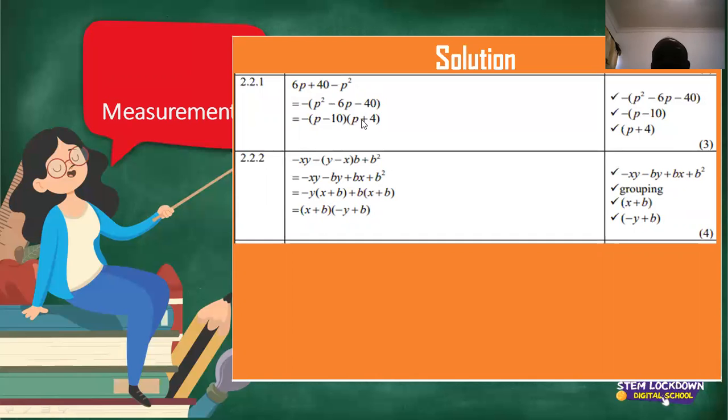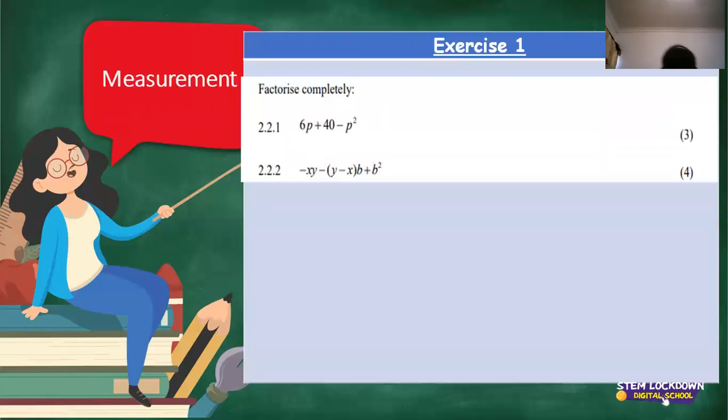Because -10 times +4 will give you -40, and -10 plus +4 will give you -6. So like this, you open two brackets, you put p in the first bracket and p in the other one, then you have -10 and +4. And then that is factorized. Okay, so that is that.